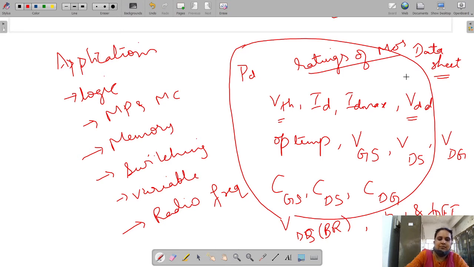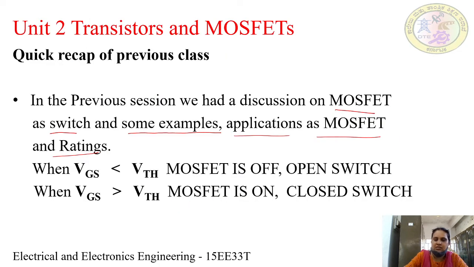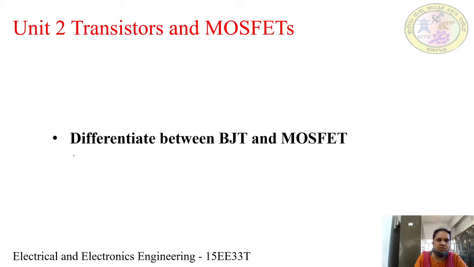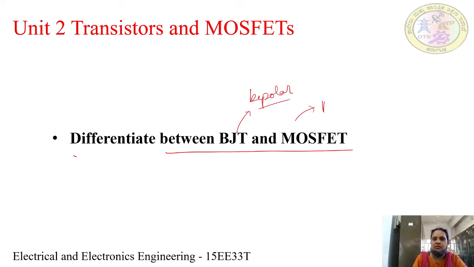So let's quickly come back for today's session. In today's session, we are having a discussion on the difference between the BJT and the MOSFET. We already studied what the BJT is: the bipolar junction transistor. And what is the MOSFET? It is the metal oxide semiconductor field effect transistor.